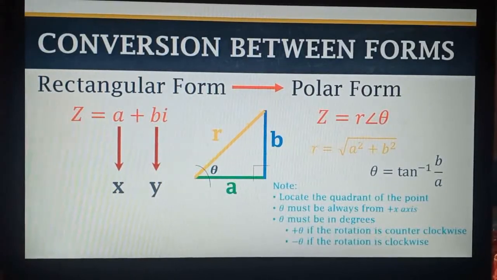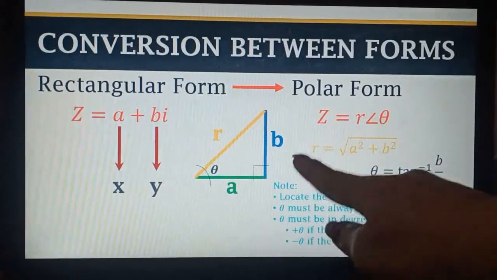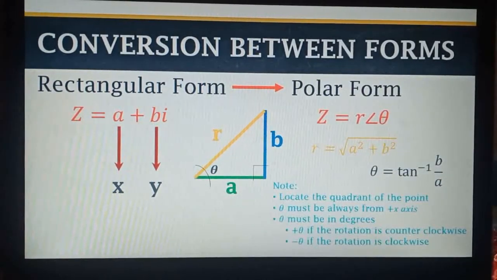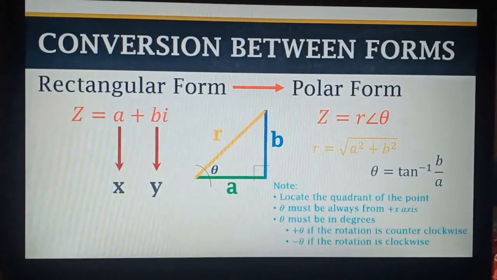Then for the direction of the theta, if your rotation is counterclockwise, which is from the positive x-axis going around, that is positive theta. But if the rotation is clockwise from the positive x-axis going downward, the sign of the theta is negative.